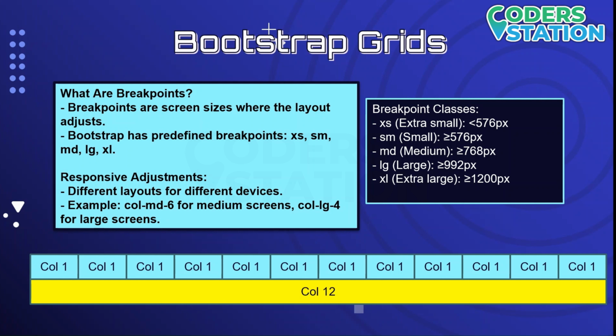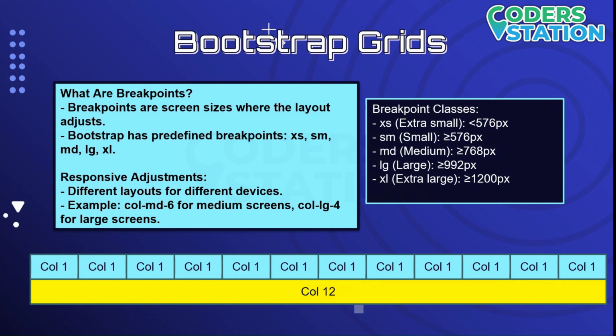Thinking about an e-commerce website on a large screen, you might want to show 4 products in a row using .col-lg-3 for each product. But on a tablet, showing 4 products might make them too small. So you switch to .col-md-4, showing 3 products per row instead. The flexibility ensures your users always have a great experience no matter what device they are using.